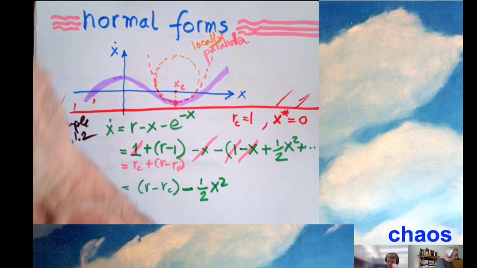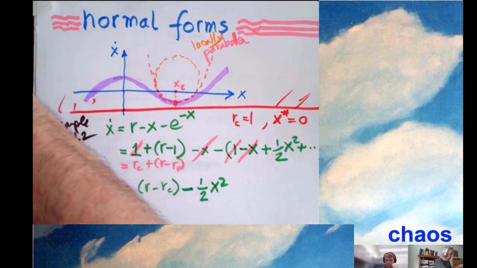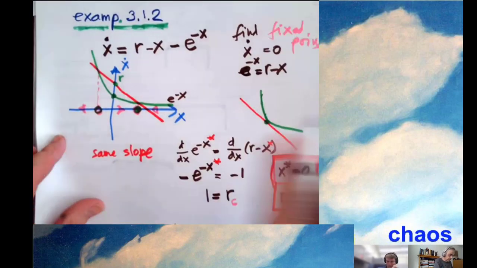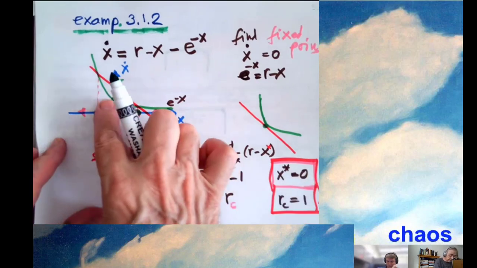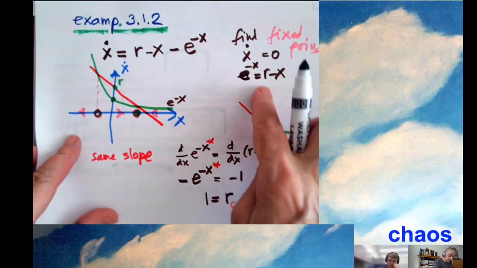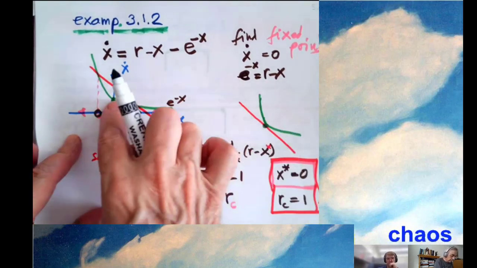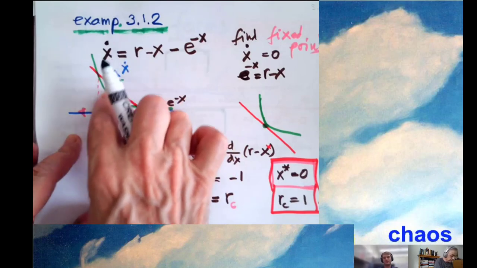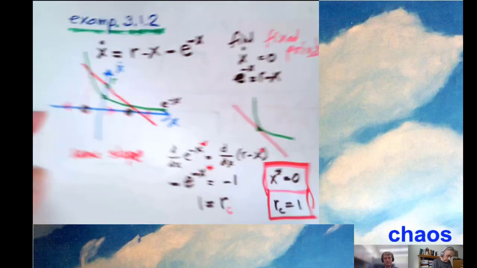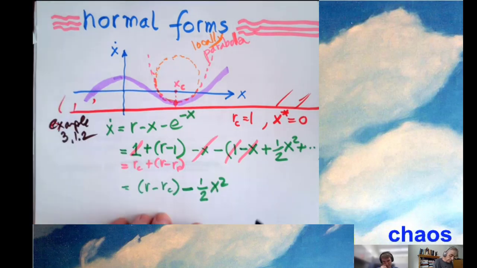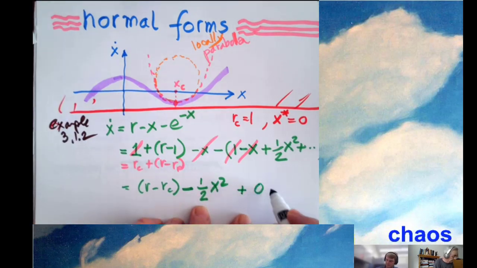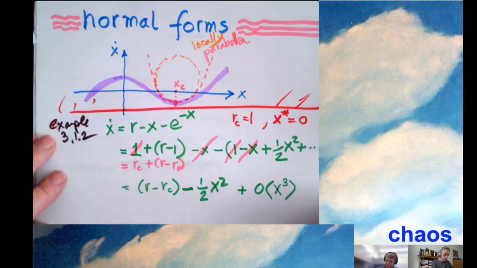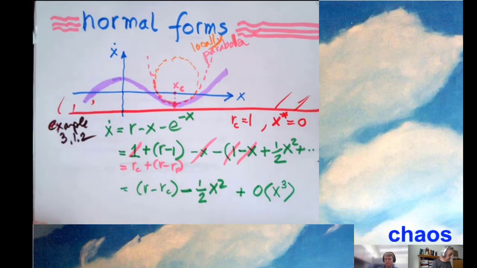What that's saying is that when I look at the difference between the tangent and the curve, the first term that survives is the quadratic term. So that's this term here. And this normal form is good to some order. So it's good to x cubed. And depending on my problem, this is good enough.